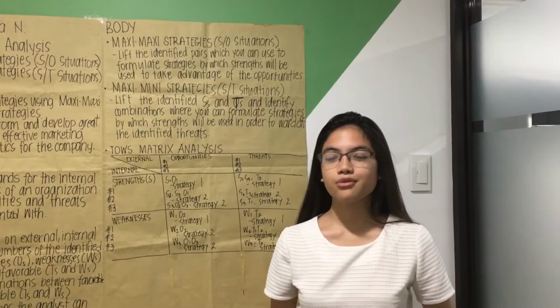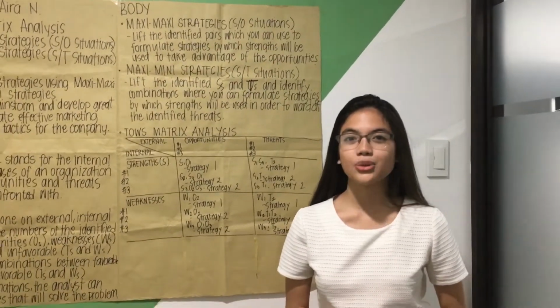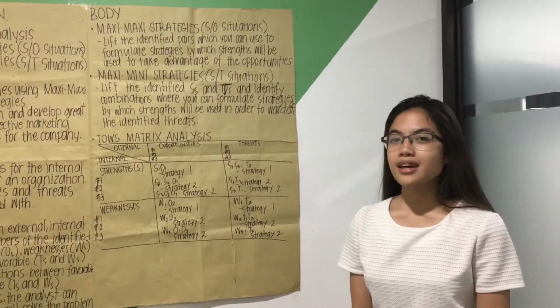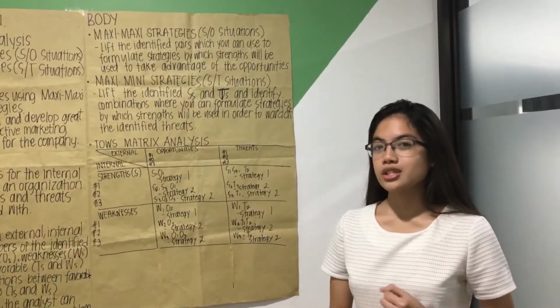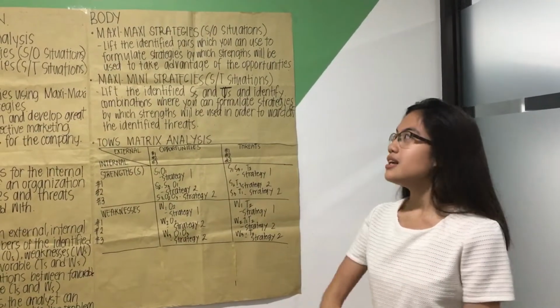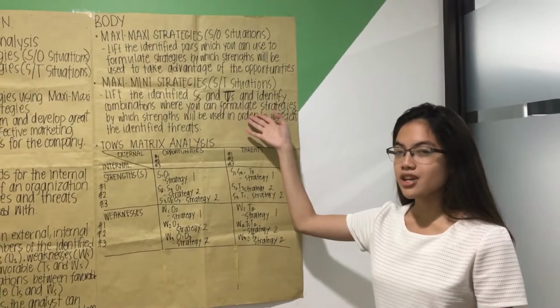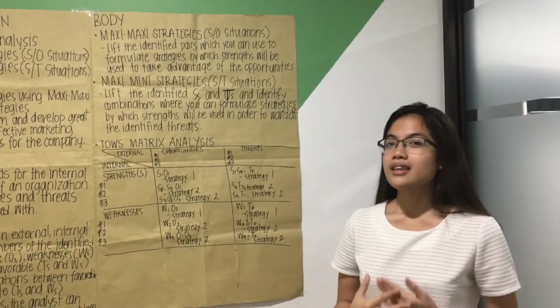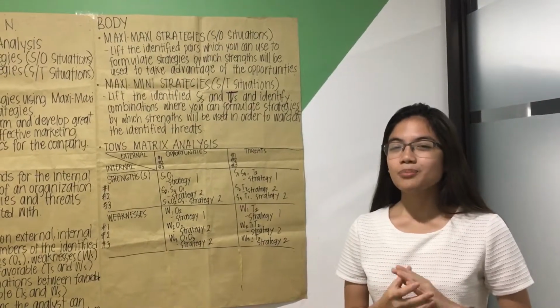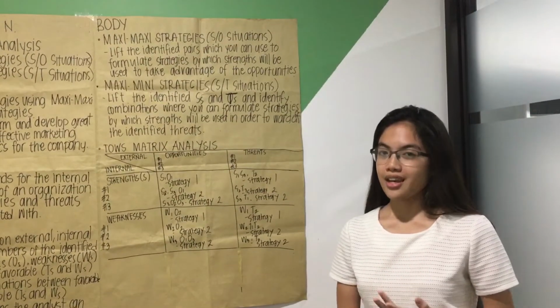So there are 4 ways to formulate strategies, and we'll be discussing 2 of them. First is the Maxi-Maxi strategies, wherein you will list the identified strengths and opportunities, by which strength will be used to take advantage of the opportunities. Next is the Maxi-Mini strategies, wherein you will list the identified pairs of the strengths and threats, wherein strength will be used to ward off threats.